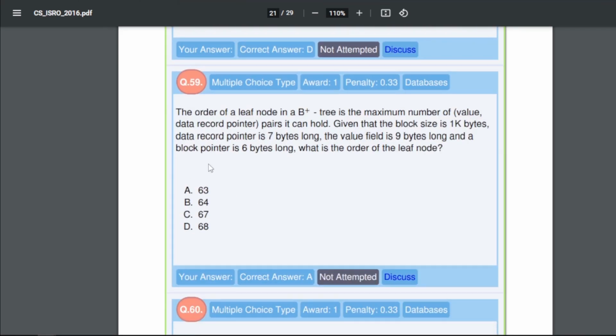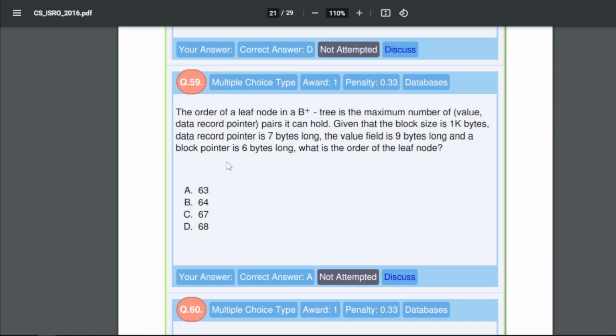59 is: the order of a leaf node in a B plus tree is the maximum number of value, data record pointer pairs it can hold. Given that the block size is 1k bytes, the data record pointer is 7 bytes long, the value field is 9 bytes long and a block pointer is 6 bytes long, what is the order of the leaf node? So for 59, our answer will be A, that is 63.